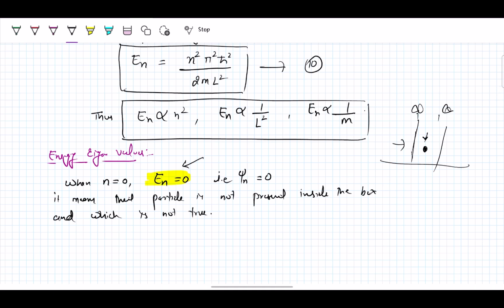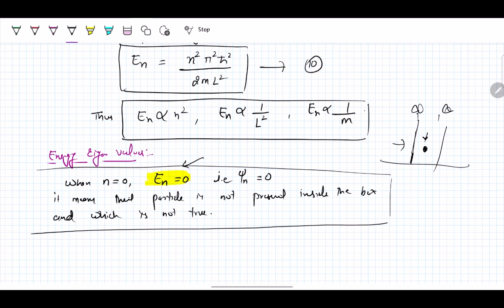But if we relate this with quantum mechanics, we get that if n is equal to 0, energy is also going to be 0, and then the particle is not present inside the box. But we know the particle is inside the box, because the particle cannot penetrate the walls, it cannot cross over the walls, so the particle should be within the box. That's why we get a contradiction between the classical and quantum result, and that's why the quantum results are more valid as compared to classical results, right?